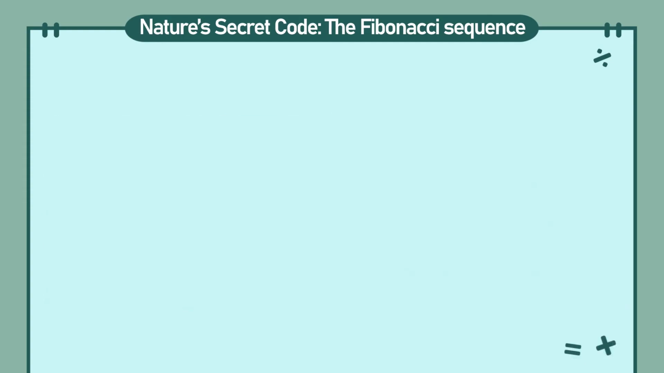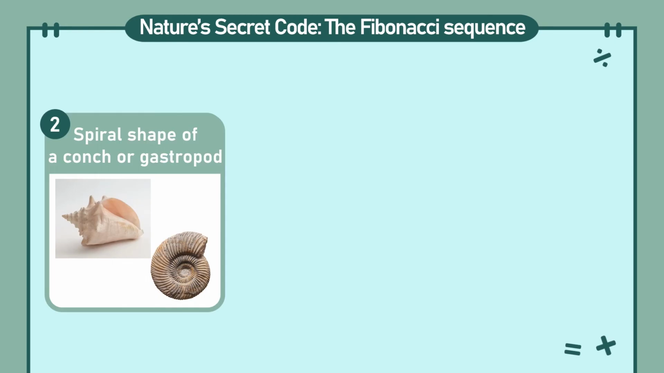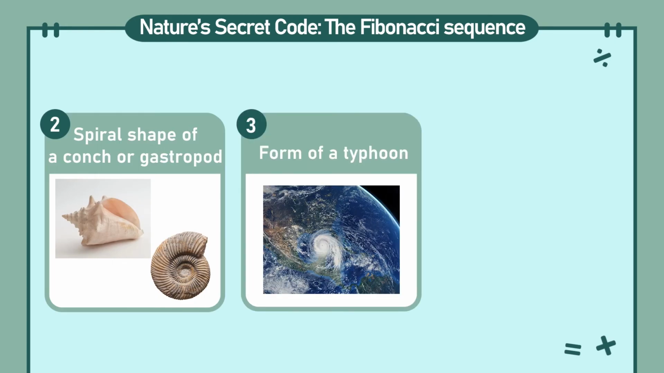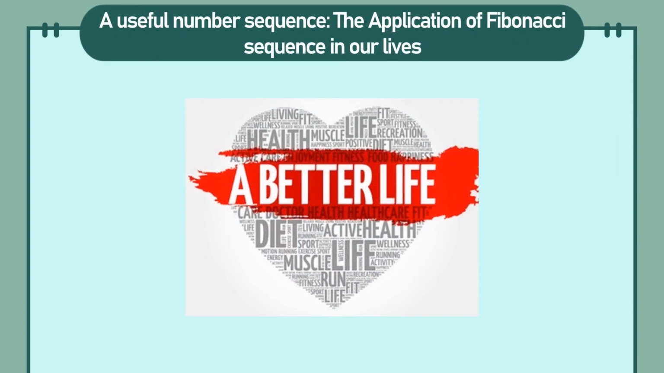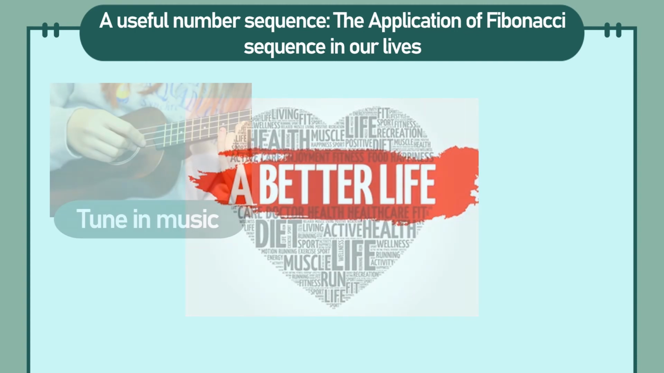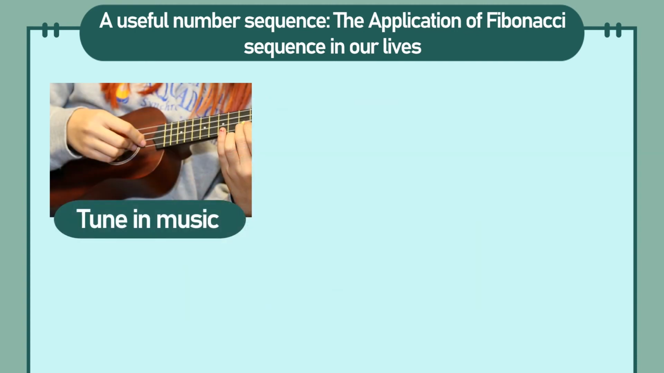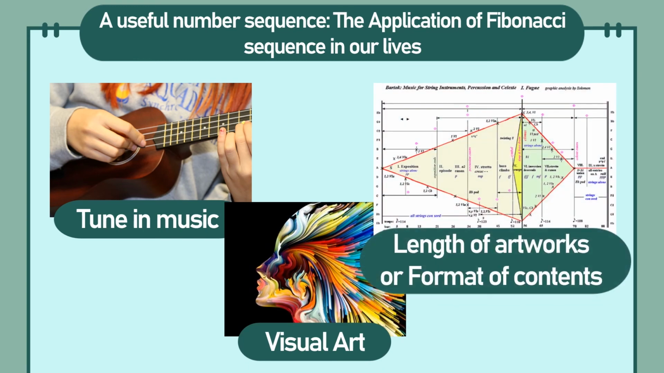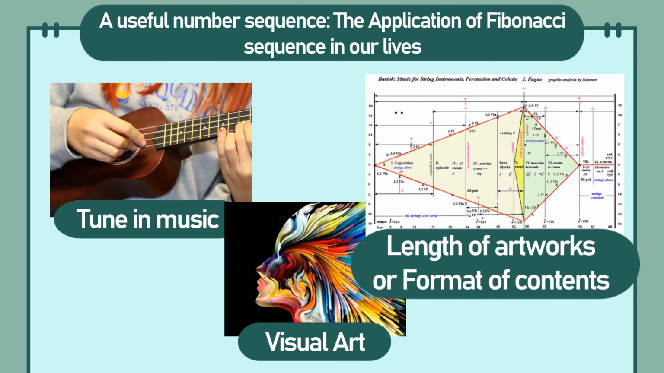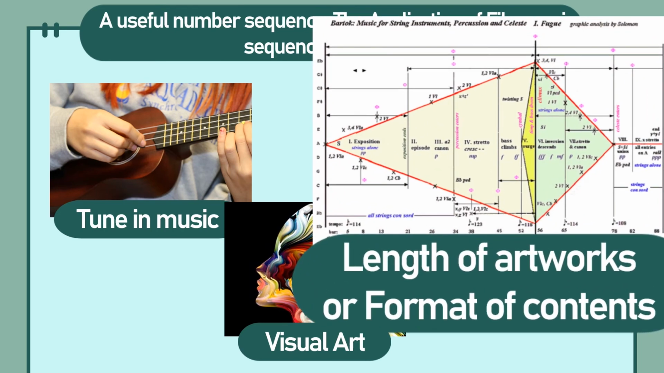The Fibonacci sequence can also be found in the spiral shape of a conch or gastropod, and the form of typhoons and sea waves. People can make life better by using the Fibonacci sequence. The Fibonacci sequence is used to tune music and in visual art. Also, it is used to determine the length of artworks or the format of content. Bartók Béla's Music for Strings, Percussion, and Celesta is a representative work of art with the Fibonacci sequence.